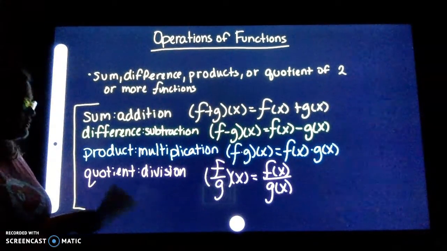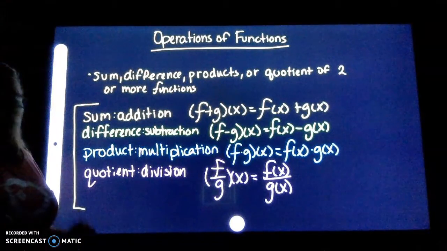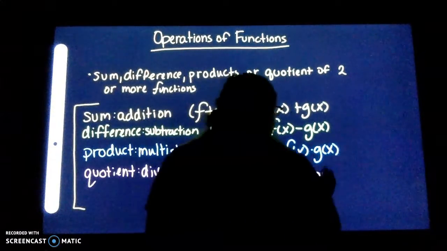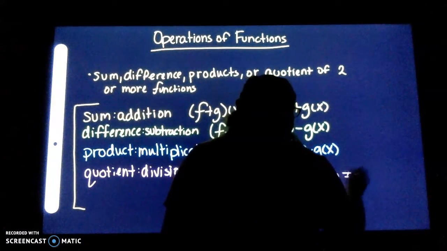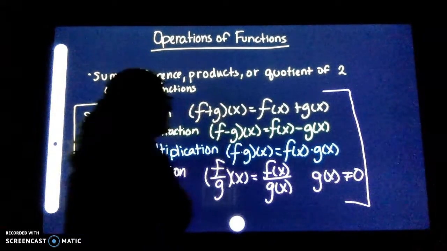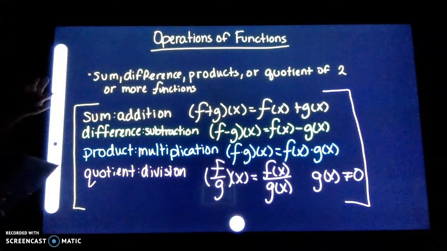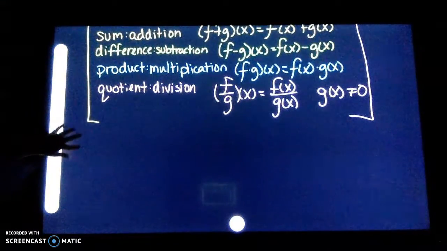There is a stipulation though with g of x. What can it not be equal to? Hopefully you recognize that it cannot be equal to 0, because if it is, then that is undefined and would not give us an answer. So these are the rules that we're going to follow when we're talking about operations of functions. Let's go ahead and do a couple examples with actual functions and simplify them out.